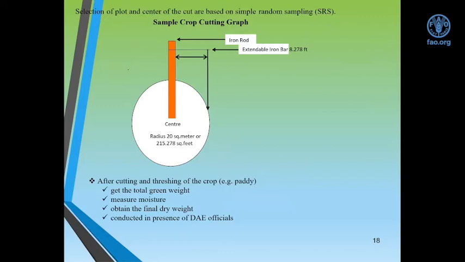This is our crop cutting instrument for rice, and its area is 20 square meters and its radius is 8.278 feet. It was developed in collaboration with FAO and other departments, who were involved with us in developing the new crop cutting methodology, with technical support from FAO experts.